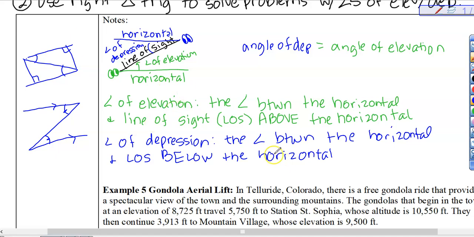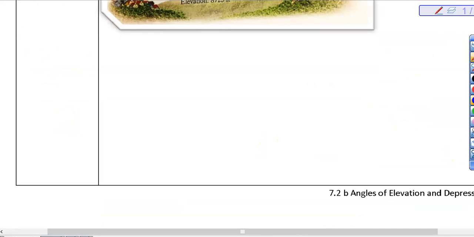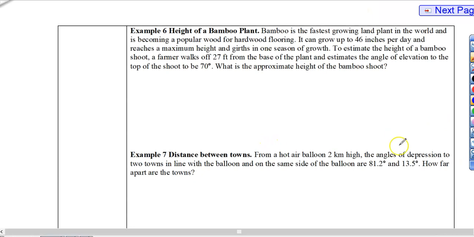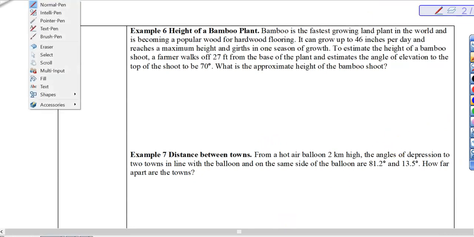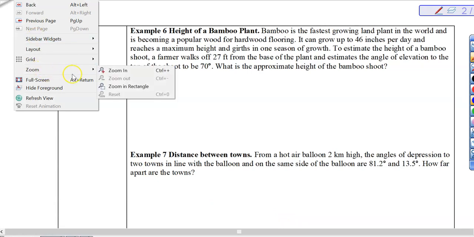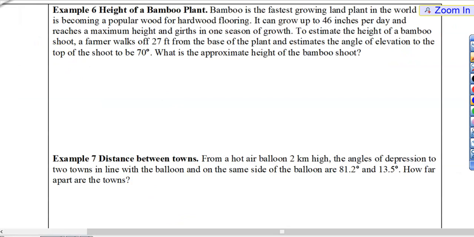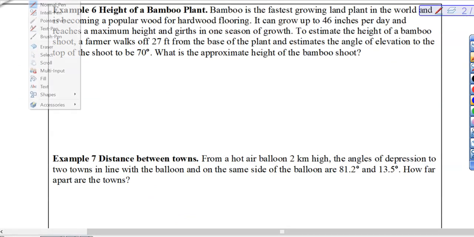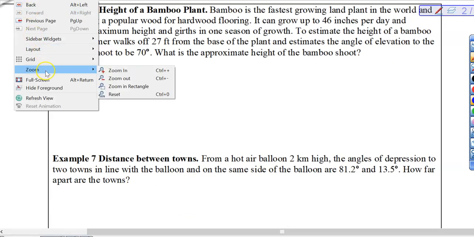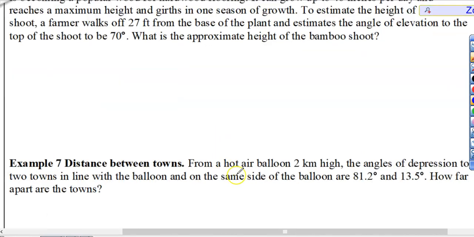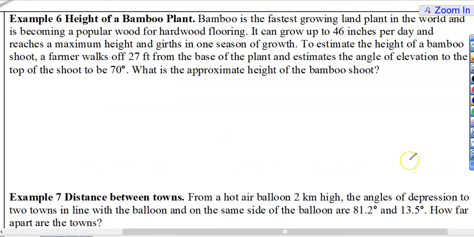Okay, so here we go. Let's skip to example 6 first because it's the least complex of all the problems. I don't know why my text did them in an order like that, but that's okay. So let's do this one first, and I'll go ahead and read it since we're making a video so we can hear it, and then we'll draw a picture.